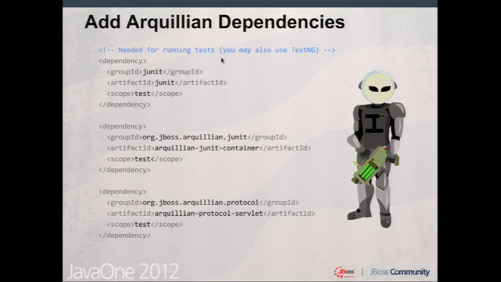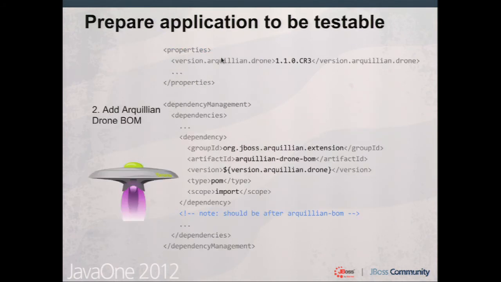Arquillian allows you to test without using an actual container, but if you want to test a web application, it makes perfect sense to use a container. So that's actually a list of dependencies. You can go through the demo and see them on your own.